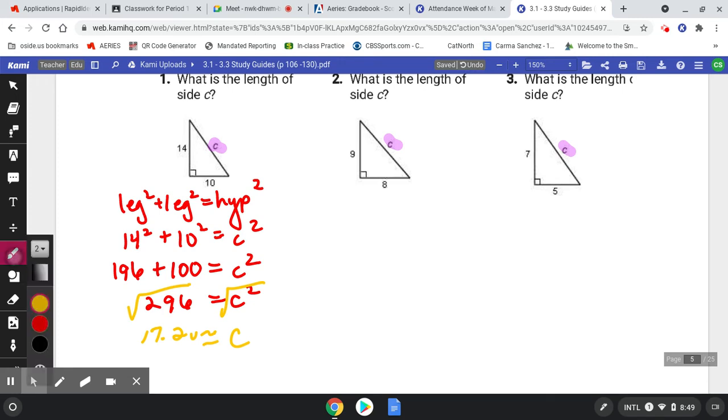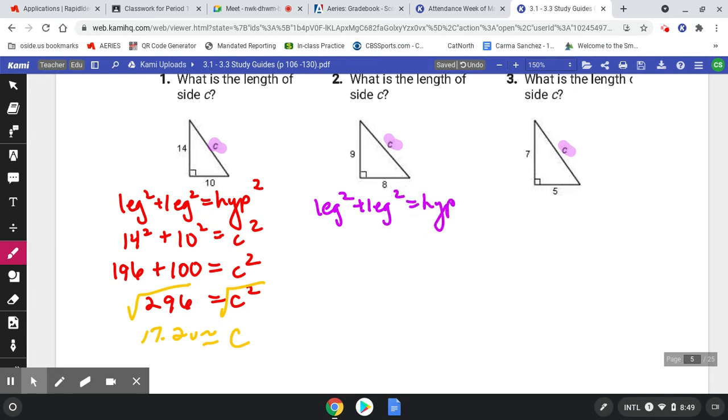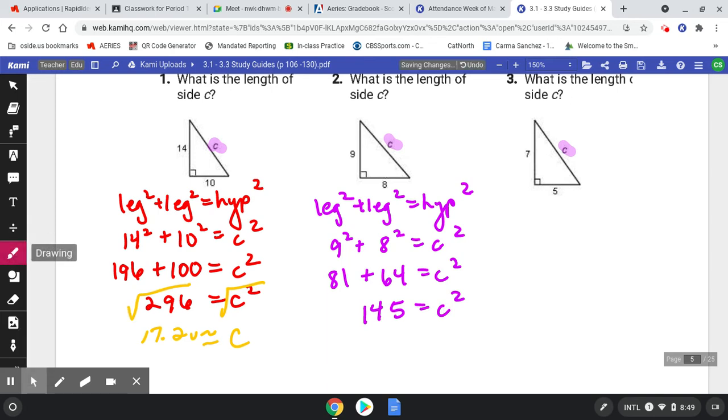Okay, going to the next one, we start with the formula. We go leg squared plus leg squared equals hypotenuse squared. Fill in the blanks: 9 squared plus 8 squared, and the missing longest side. That's 81 plus 64, and 81 plus 64 gives me 145. You're going to notice when you go to take the square root of this that it does not come out as a perfect square. So I'm getting 12.0 something. If we round to that U for units, we'll stop there.